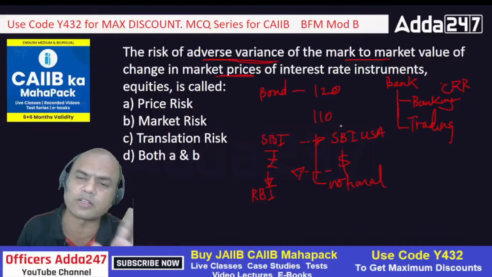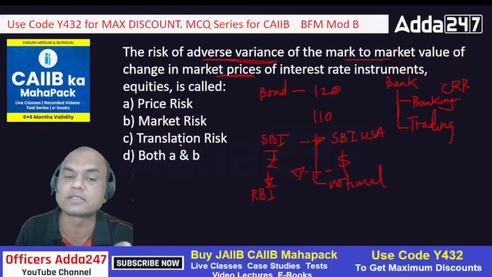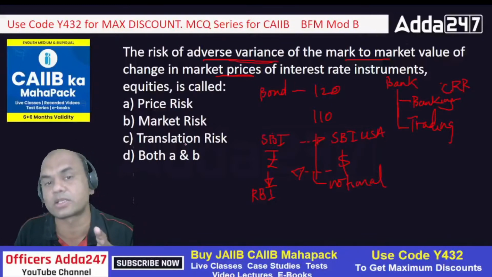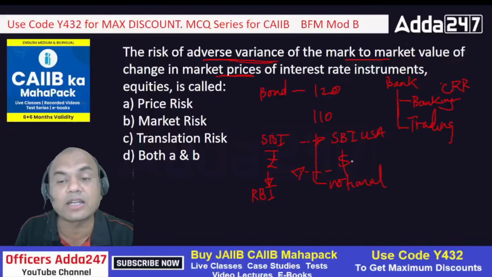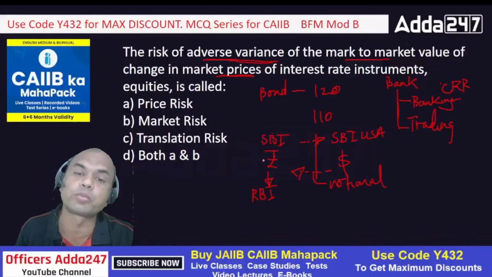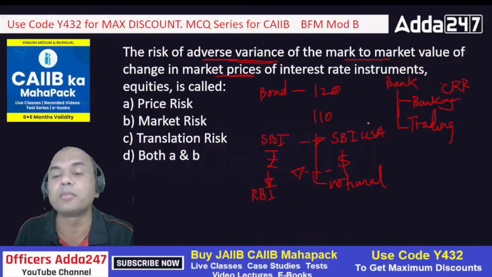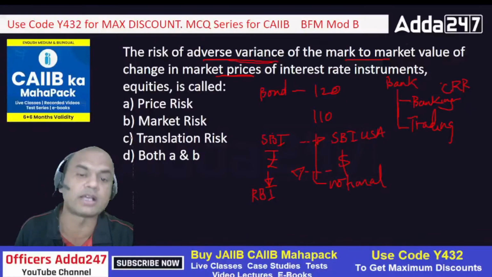Remember, you will always get confused between translation risk and crystallization of forex. In crystallization of forex, I am closing that dollar loan and bringing it to rupees. But in translation risk, I am not closing that forex entity. Okay, got it? So the answer is what?